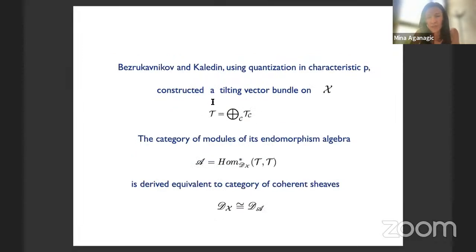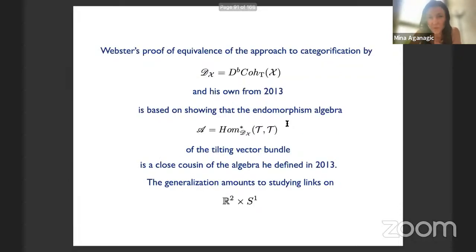Bezrukavnikov and Kaledin, using a quantization in characteristic p, introduced a tilting vector bundle on X. The category of modules of its endomorphism algebra is derived equivalent to the category of coherent sheaves. Webster's proof of the equivalence of the approach to categorification by B-type branes on X and his own from 2013 is based on showing that the endomorphism algebra of the tilting vector bundle is a close cousin of the algebra he defined in 2013. The generalization amounts to studying links on R2 times S1.